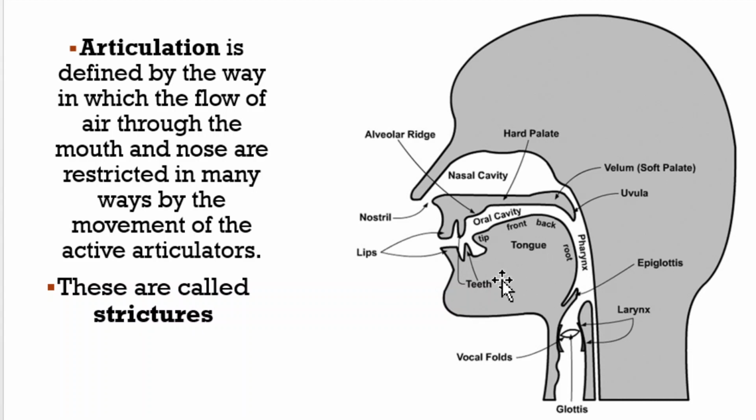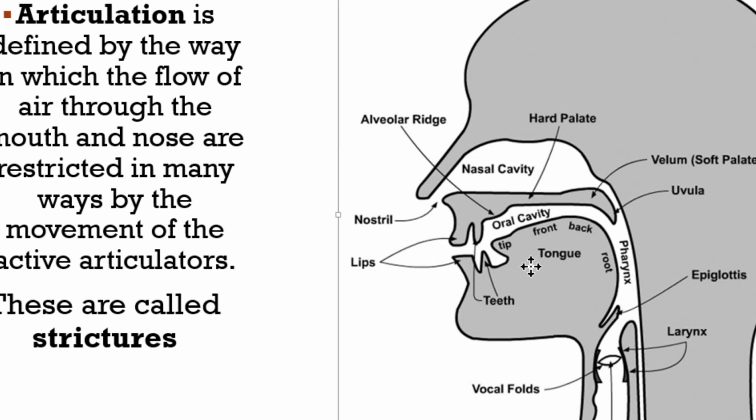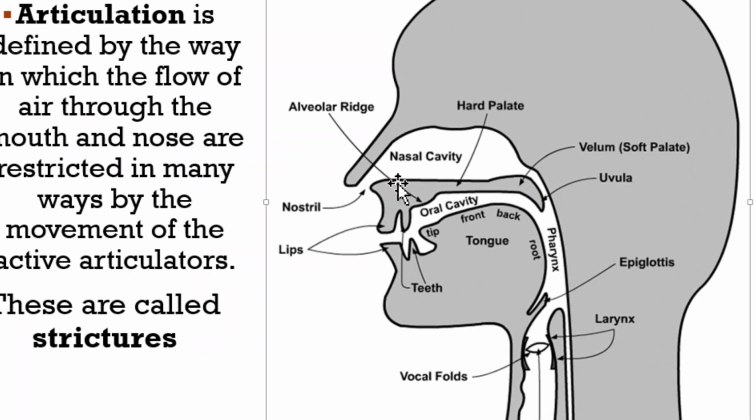So here we look at this picture. Let us see if we can blow it up a bit. Here I have divided the tongue into tip, front, back. This part is called the root of the tongue. You have the upper teeth and lower teeth. You have the alveolar ridge here, hard palate here, velum here, uvula is marked here, and you have the pharyngeal chamber here. So let us look at strictures.